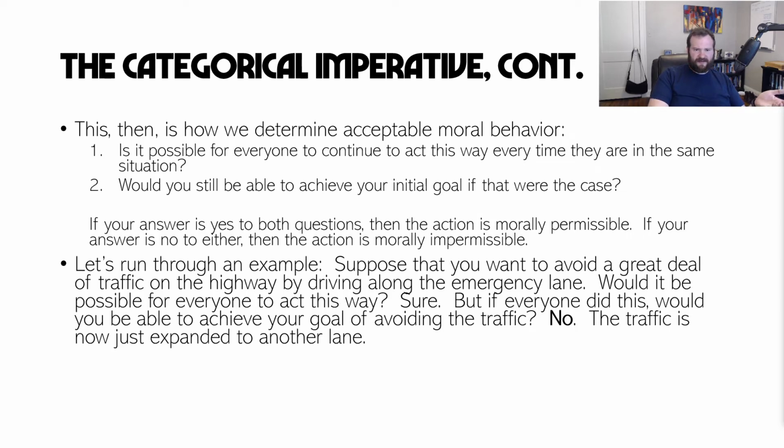Okay, another example. Suppose that you come upon a highway and it's majorly backed up with traffic. You decide that in order to avoid the traffic, you're going to drive along the side of it, the emergency lane. Well, let's run through Kant's system. Is it possible for everyone to act that way? Sure, everyone could try to drive in the emergency lane. Okay. But could you achieve your initial goal if everyone did that? Could you achieve the goal of avoiding traffic if everyone did that? No, because now the traffic is just going to be spread. It's going to be expanded to include another lane. So you're not going to be able to achieve your goal if everyone does this. Okay.